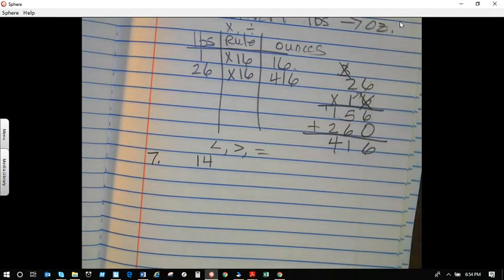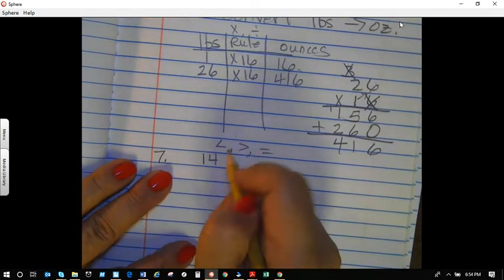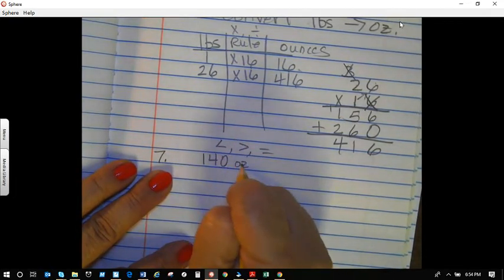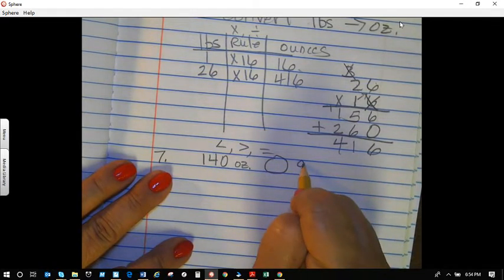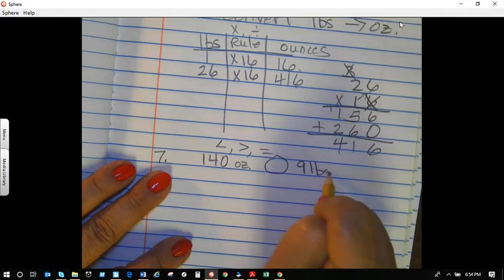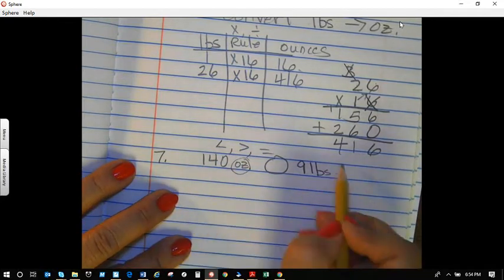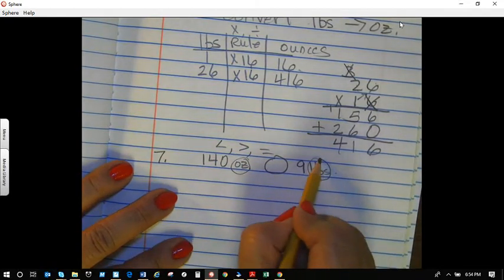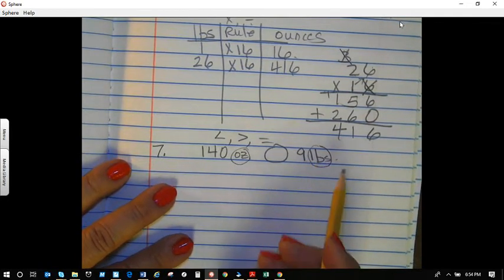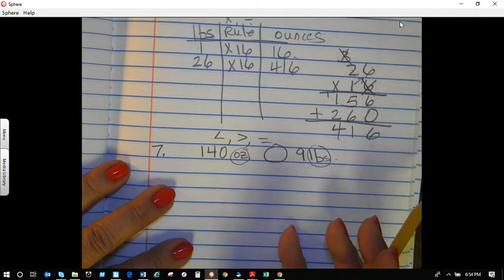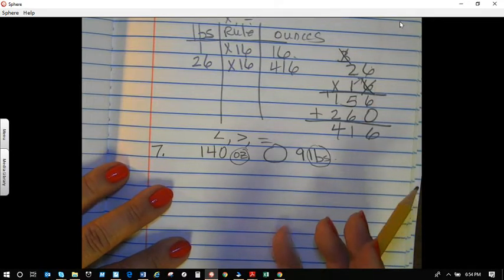We can compare units of measure. So 140 ounces is less than, greater than 9 pounds. Okay, again, the unit of measure has to be the same. Same thing like when we do with fractions. You can't add or subtract fractions unless they have the same denominator.